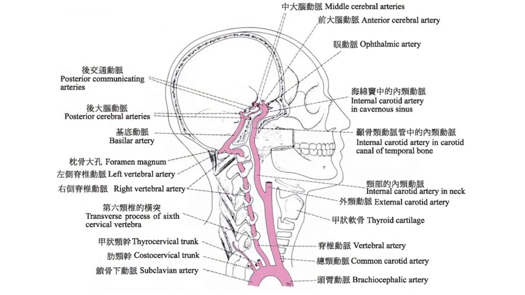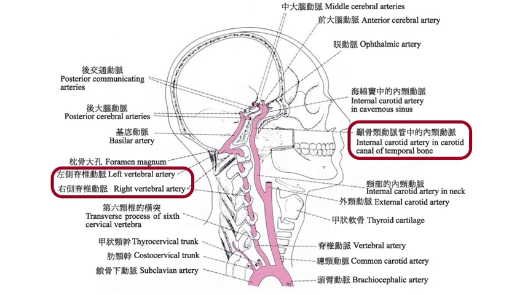This is the right lateral view of the head and neck. Again, we can see the 2 major arterial blood supply of the brain, the internal carotid arteries and the vertebral arteries. The internal carotid arteries provide arterial blood supply to the anterior 2/3 of the brain, while the vertebral arteries provide arterial blood supply to the posterior 1/3 of the brain.